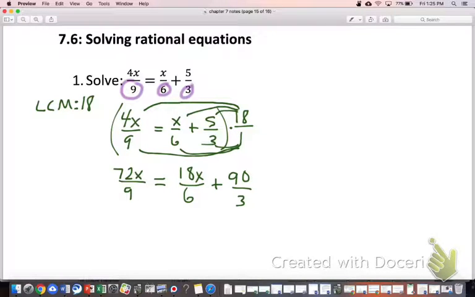So let's start over on the left. What's 72 divided by 9? 8. So 8x for that left term. How about 18 over 3? Or 18 over 6 is 3. There we go. I jumped the gun on that. 3x on that one. What about 90 over 3?